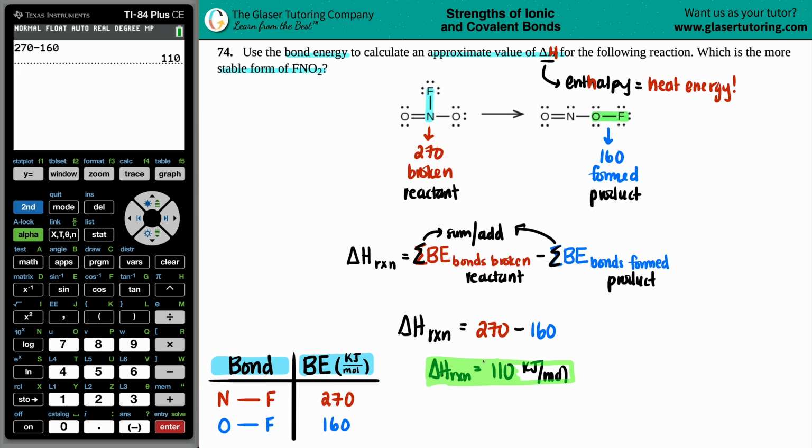Cool. Okay. Now let's just find which is the more stable form of FNO2. Now, is it this form or is it this form?